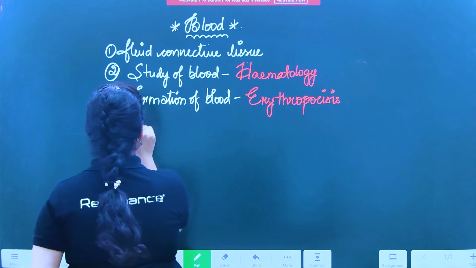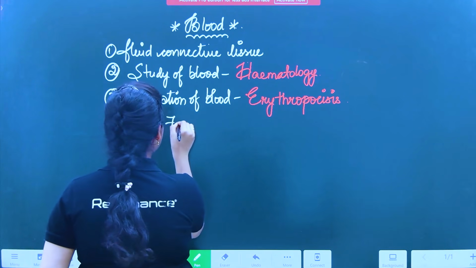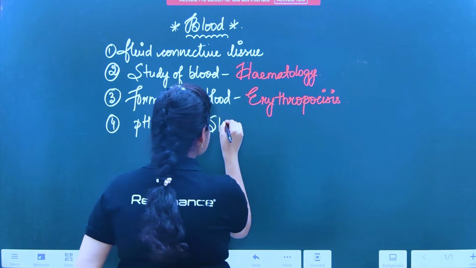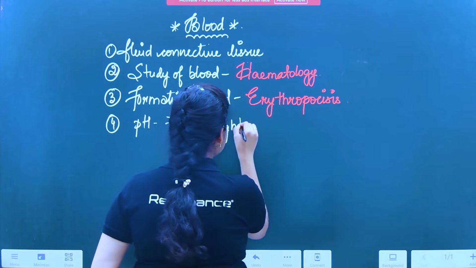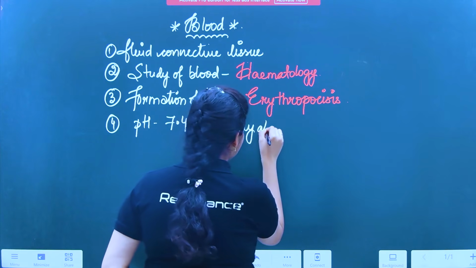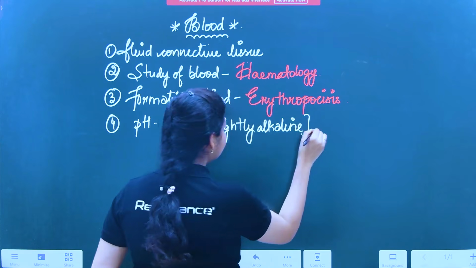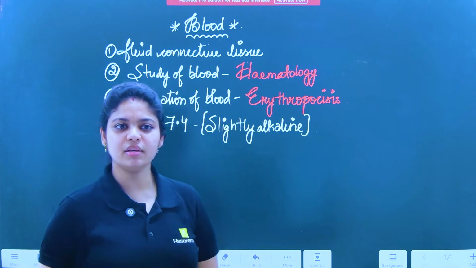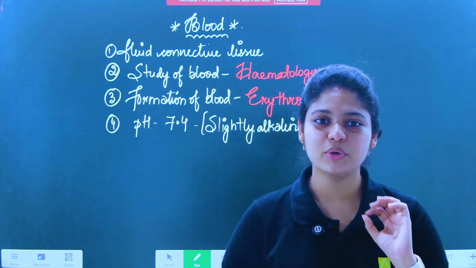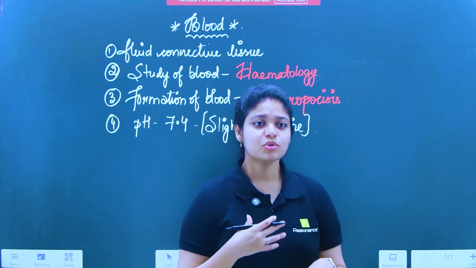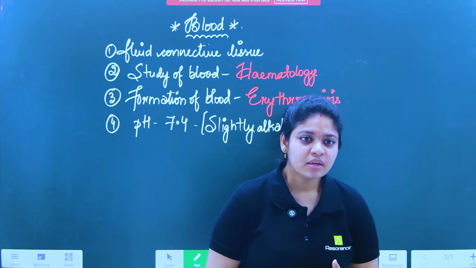Blood has a pH of 7.4, which means it is slightly alkaline in nature. This is the general introduction of blood. Okay, so what is it? I'm sorry.